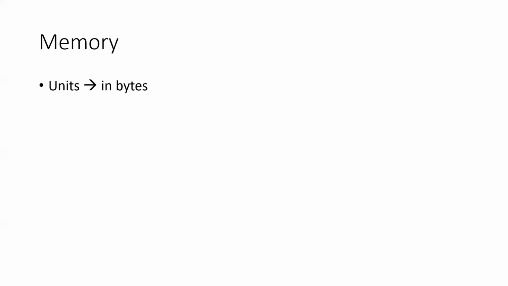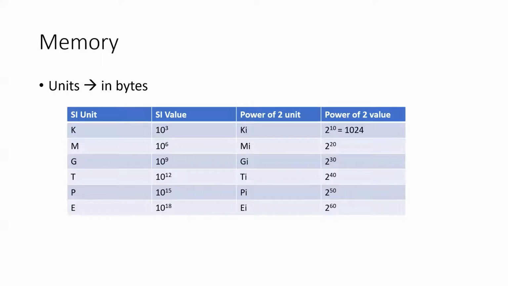This can be a tricky part because it can be defined in multiple terms, SI units or SI values, or power of 2 units or power of 2 values. Mostly SI units and power of 2 units are used, based on your option. You can define it as kilobytes, megabytes, gigabytes, terabytes, petabytes or exabytes. It doesn't matter how many bytes you are defining.